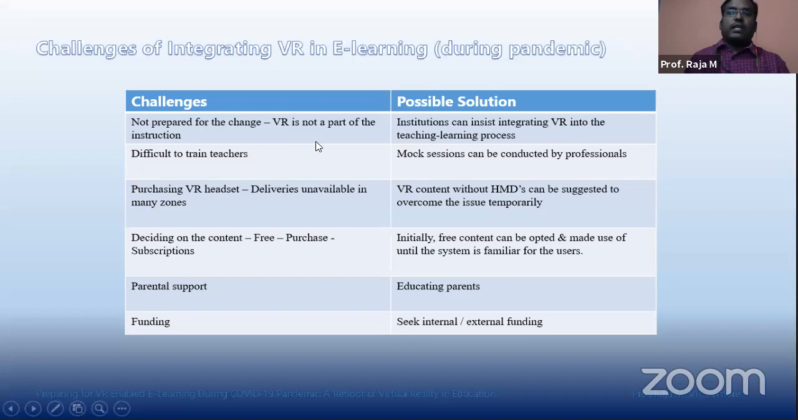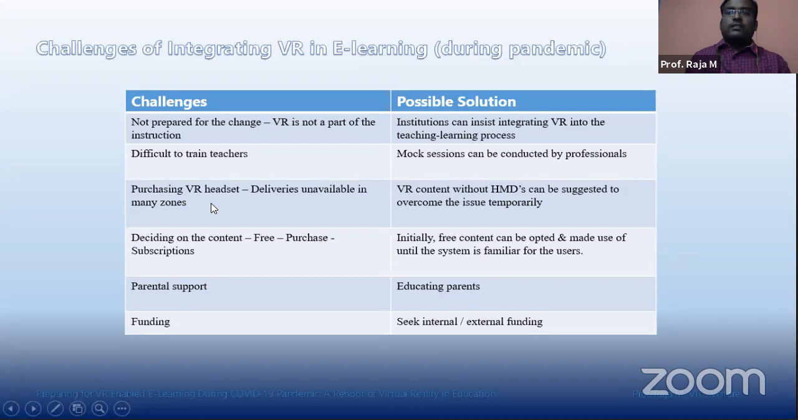And one more challenge here is to train the teachers, because we have to train them remotely. A possible solution for this could be conducting mock sessions by the professionals, where the professionals can show them how to take a class with the help of VR and AR.